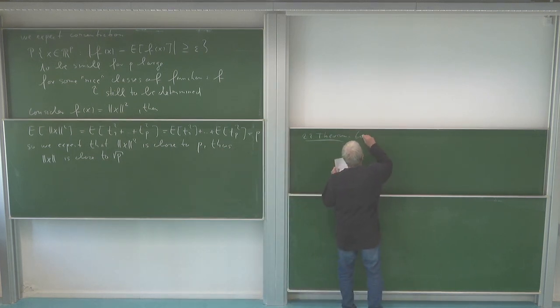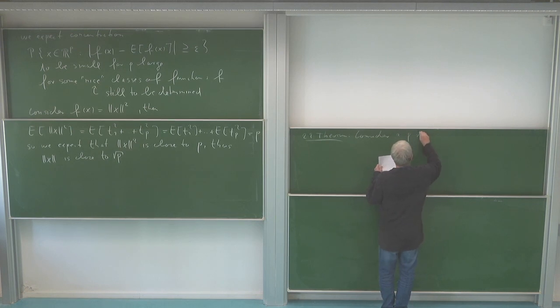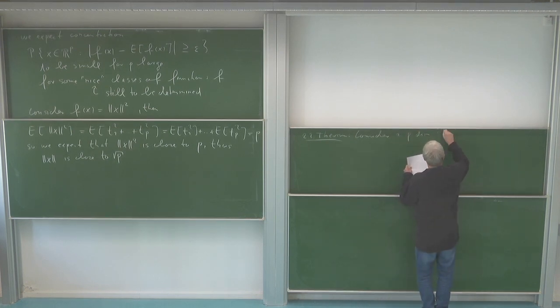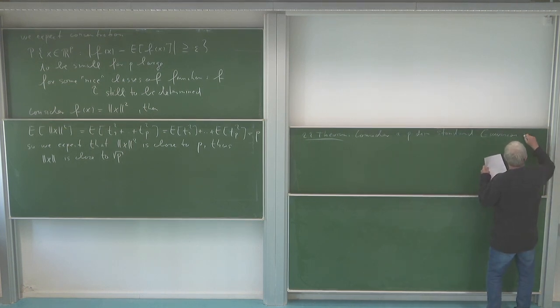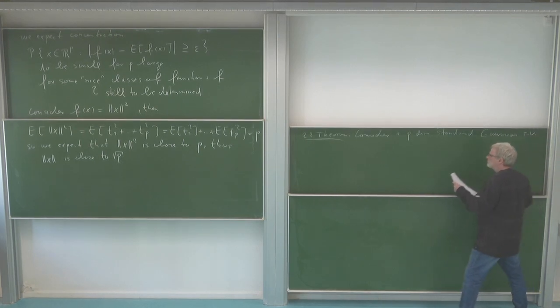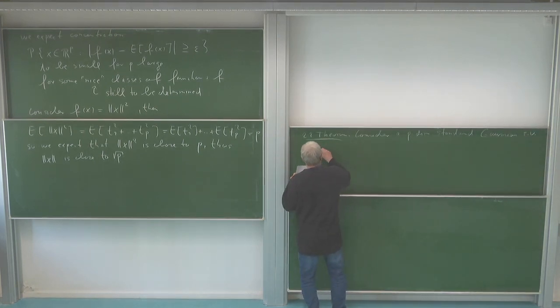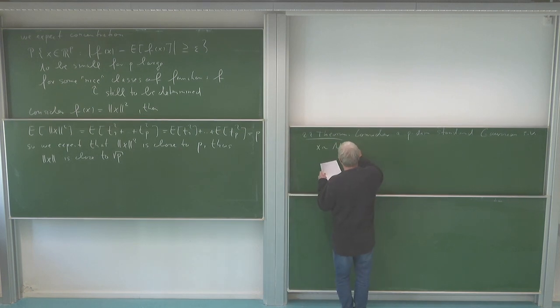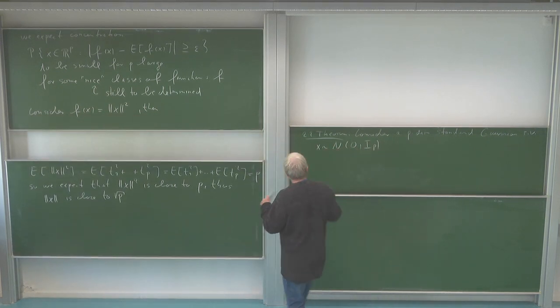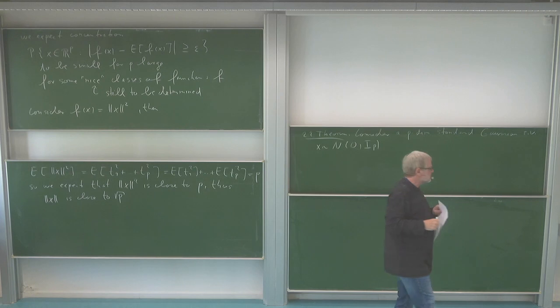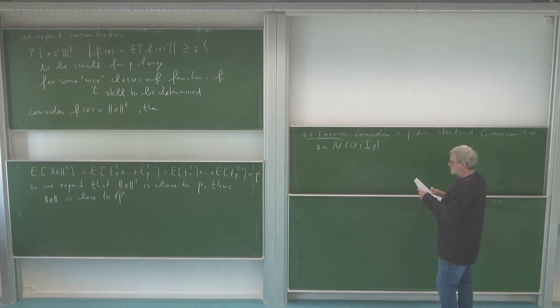So we consider a p-dimensional standard Gaussian random vector. X has a normal distribution, Gauss distribution, with mean 0 and covariance the identity. That was the one which we had before. All components are independent, and each of them has the standard Gauss distribution.